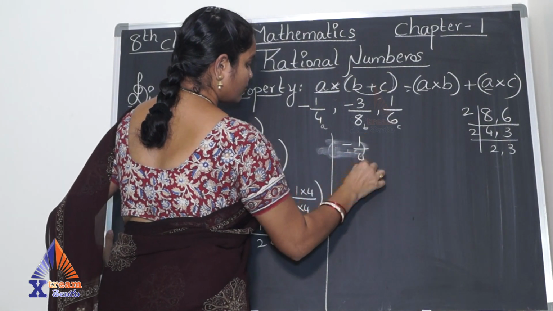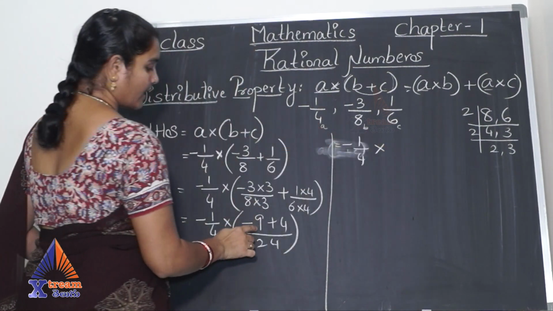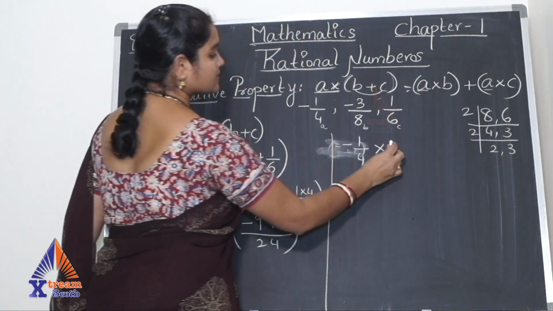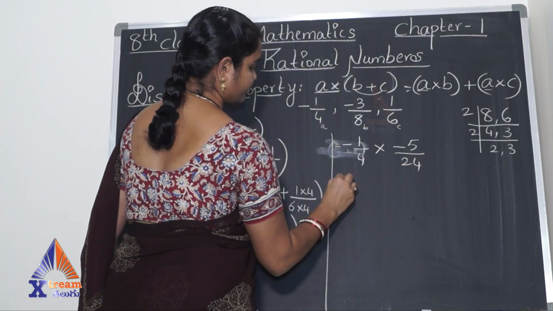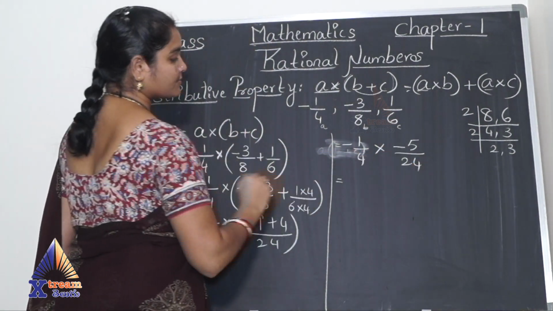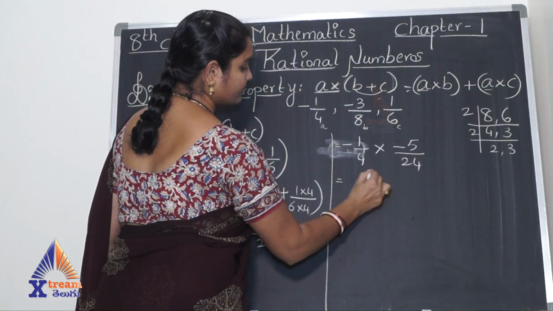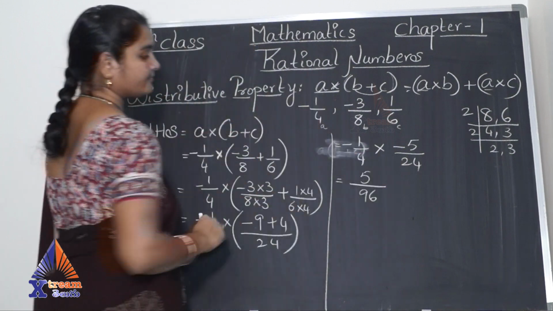Minus 1 by 4 into, now minus 9 plus 4 gives us minus 5. Minus 5 by 24. So minus of minus gives us plus, so it becomes positive. 1 5s is 5. 4 24s is 96.